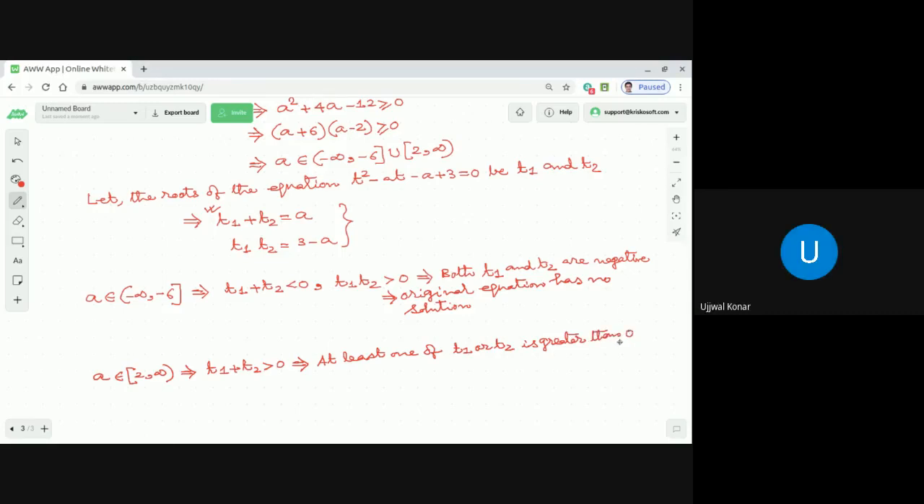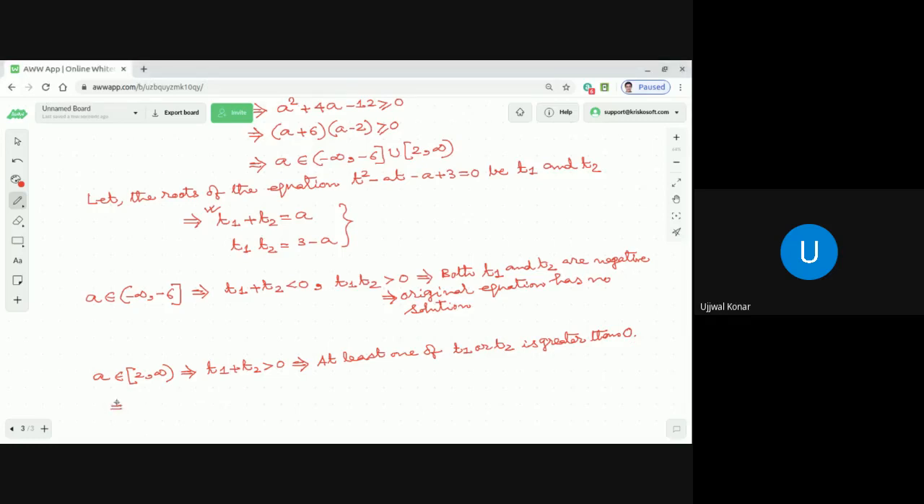Clear or not clear? At least one of T1 or T2 is greater than 0. So now, that is our case, that we need to find the values of A for which the given equation has at least one solution. So what is the solution set we are getting? From here, the acceptable values of A are those for which T is greater than 0.